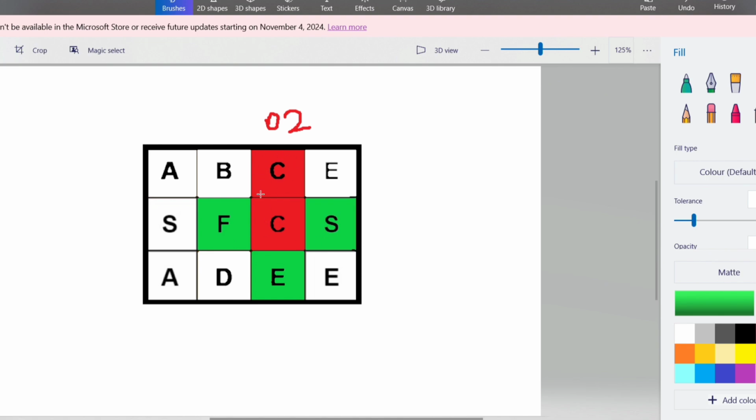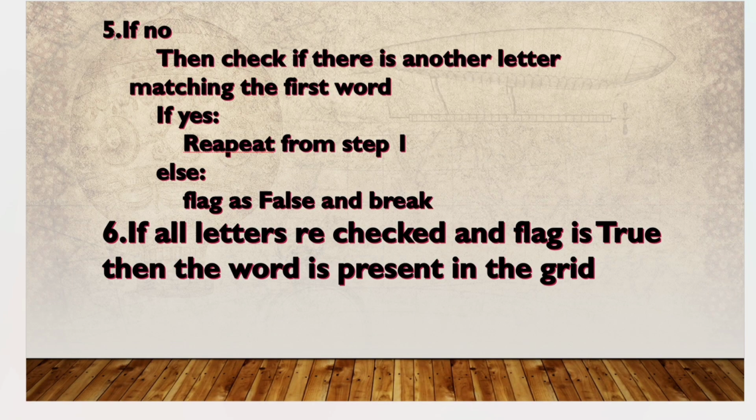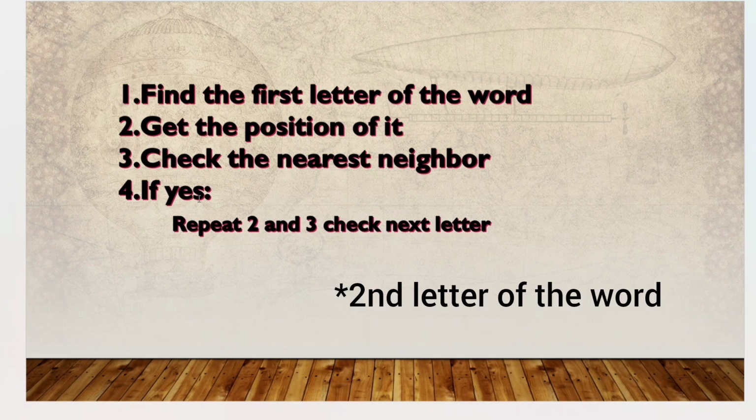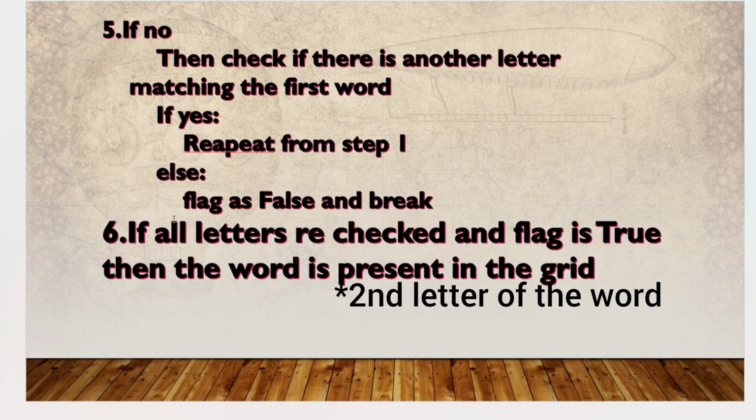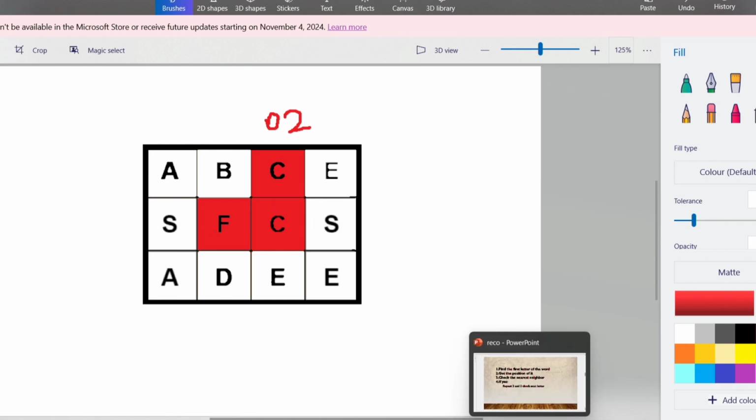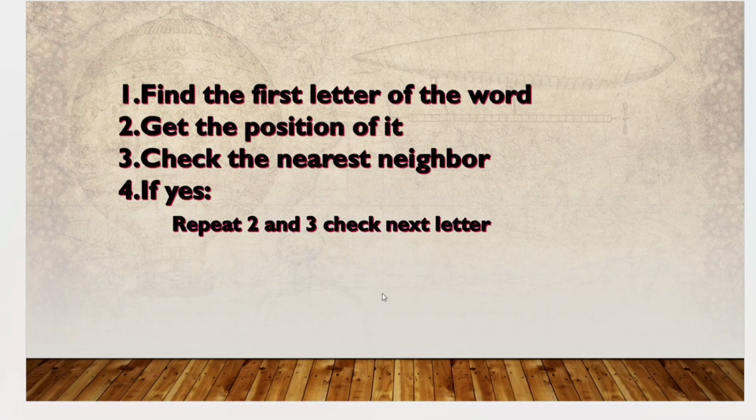We can't count this C because it is already used. Here F matches the next letter of the word we have to find. So in this grid CCF is present. By this method we have to approach this problem.